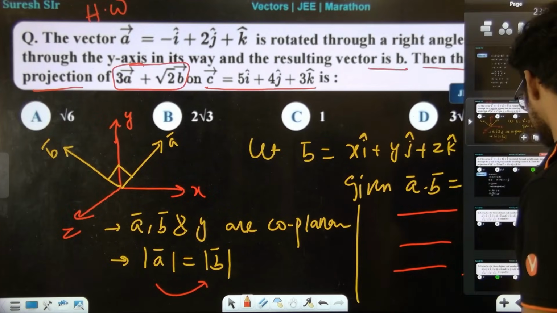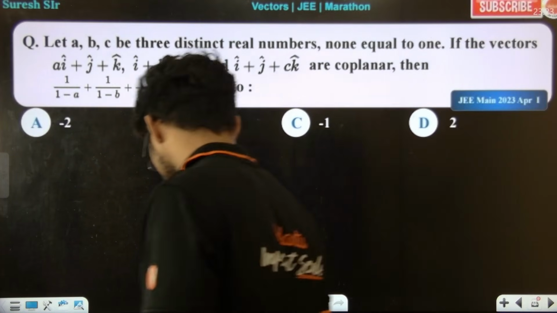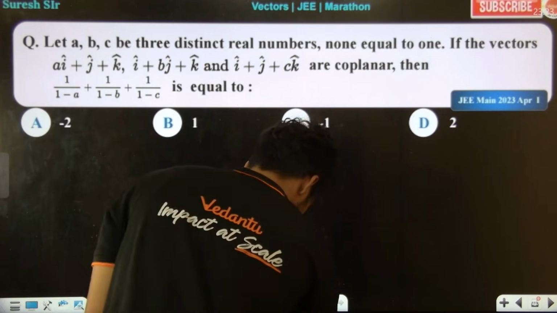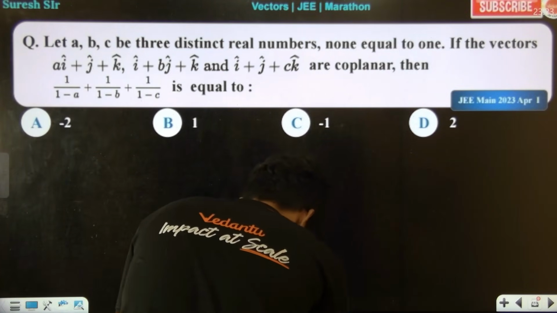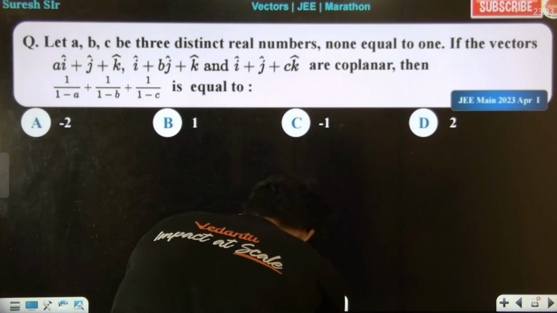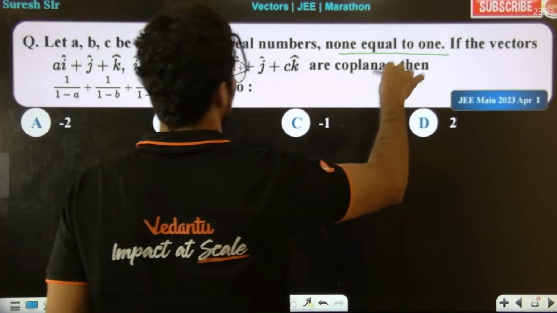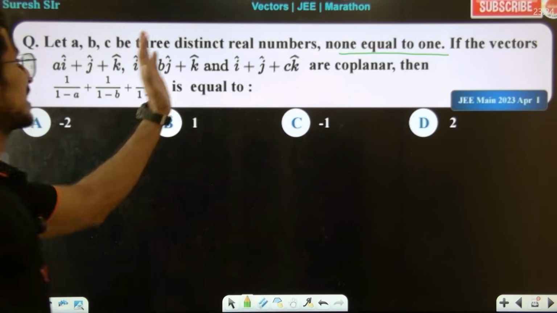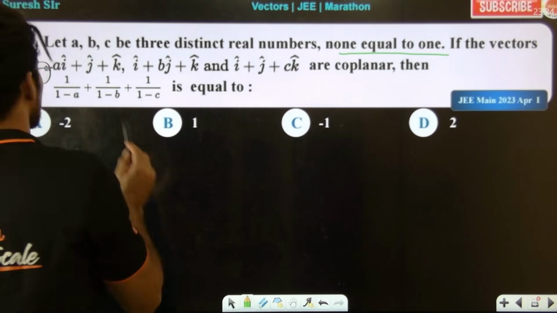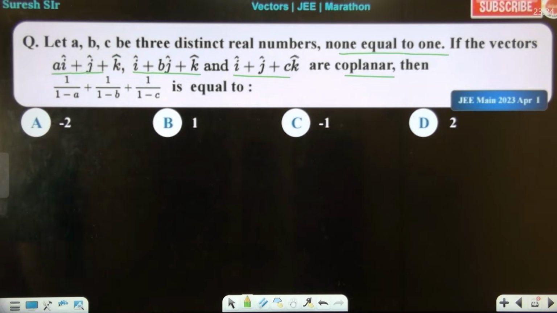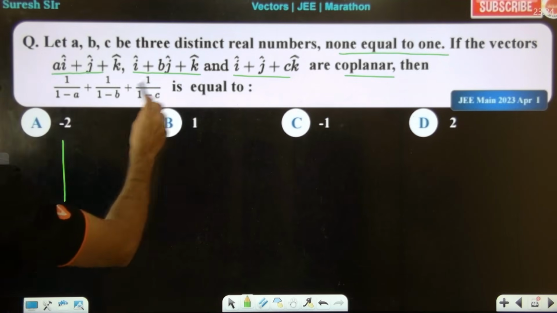Sir, next question. Look. What is this question all about? A, B, C are three distinct real numbers, none equal to 1. I mean, none of them are equal to 1. Very good. If these vectors are coplanar, then coplanar means what, sir? Just now I have taught that the determinant should be equal to 0.